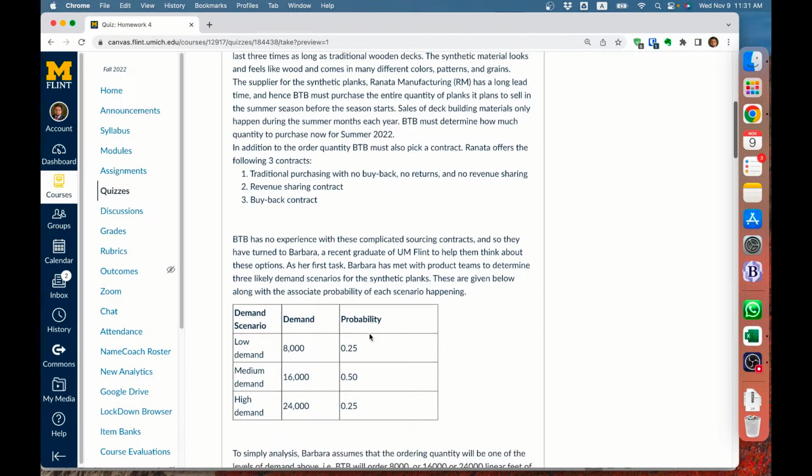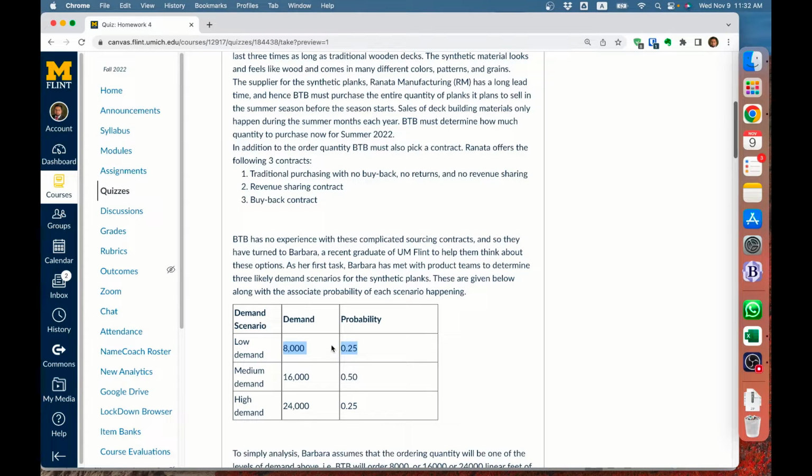Okay, so we have demand given here. Barbara is a recent graduate of Flint. She's been tasked to help the retailer BTB, Bob the Builder retailer, with figuring out which contract to pick and how much quantity to order before the summer season. Her work with marketing has revealed that demand can be 8,000 linear feet or 16,000 linear feet or 24,000 linear feet. With these probabilities, the most likely scenario is demand will be 16,000 linear feet. It has a probability of 0.5 or 50% chance. But there is also a 1/4 probability or 25% chance of low demand, 8,000.